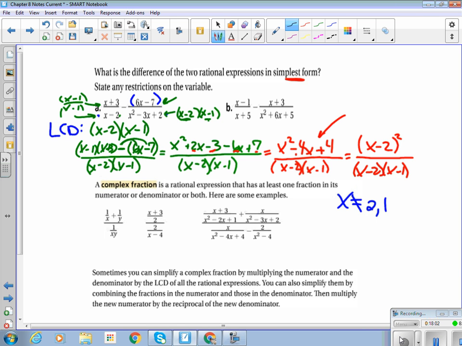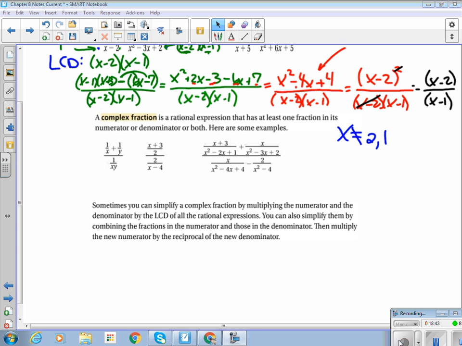So now that we have that, let's go ahead and cancel out one of our x minus 2's from the top and bottom. So even though it cancels, we still have to restrict the domain. X still cannot equal 2. Your restriction on the domain needs to be before you simplify.